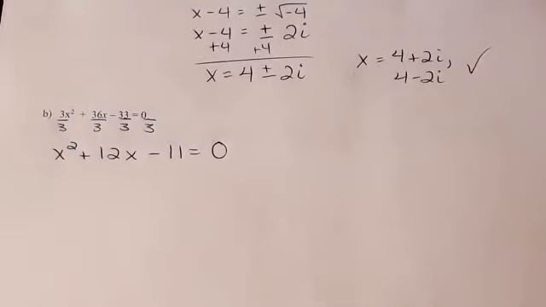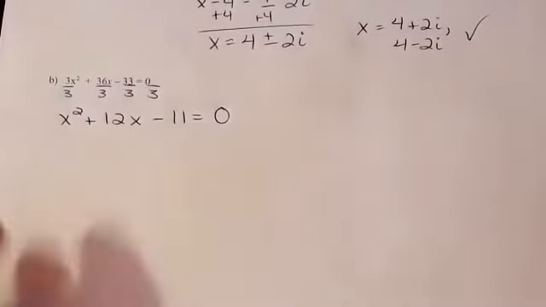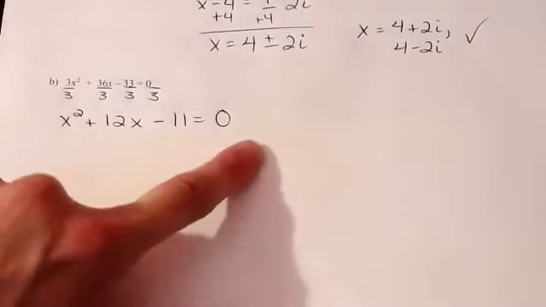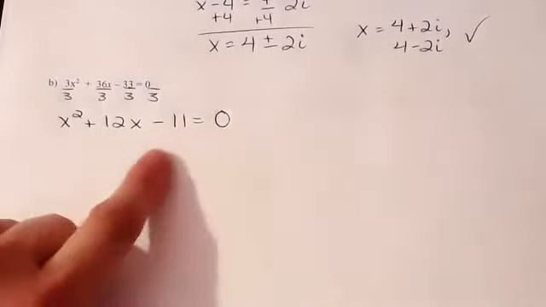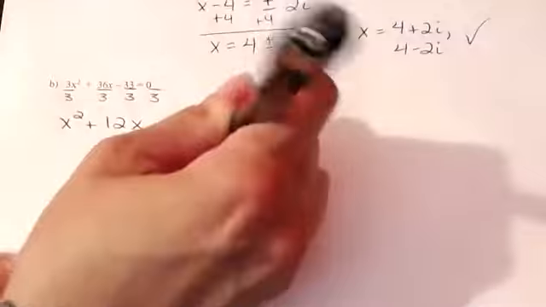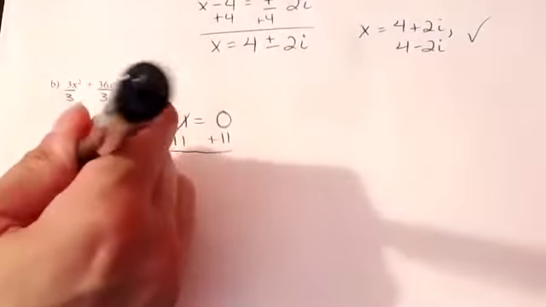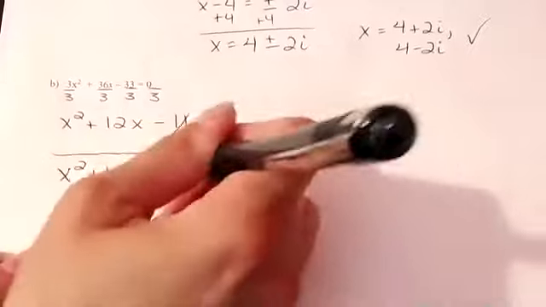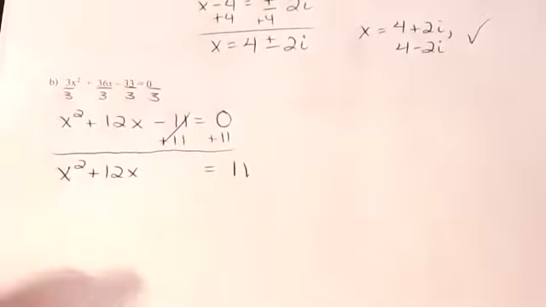Okay. If we are going to solve this by completing the square, we need to first move the constant term over. You move the constant term over so that we can look at these 2 terms and focus on completing the square. So let's bring the 11 over. So I have x squared plus 12x. I'm going to leave a gap, just like I did before, and that's equal to 11.